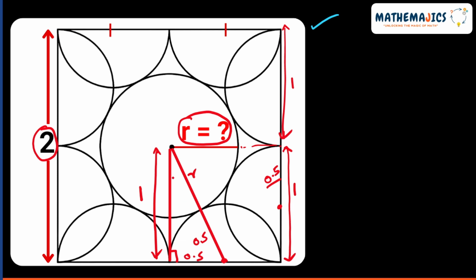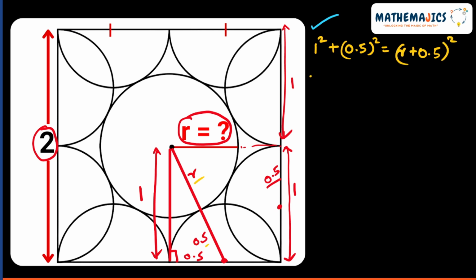Now if you see carefully, this forms a right triangle. Now we will apply the Pythagoras theorem on this right triangle. Perpendicular squared, that is 1 squared, plus base squared, the base is 0.5, the radius of the semicircle, is equal to hypotenuse squared. The hypotenuse is the radius of this circle plus the radius of this semicircle, r plus 0.5, whole squared.